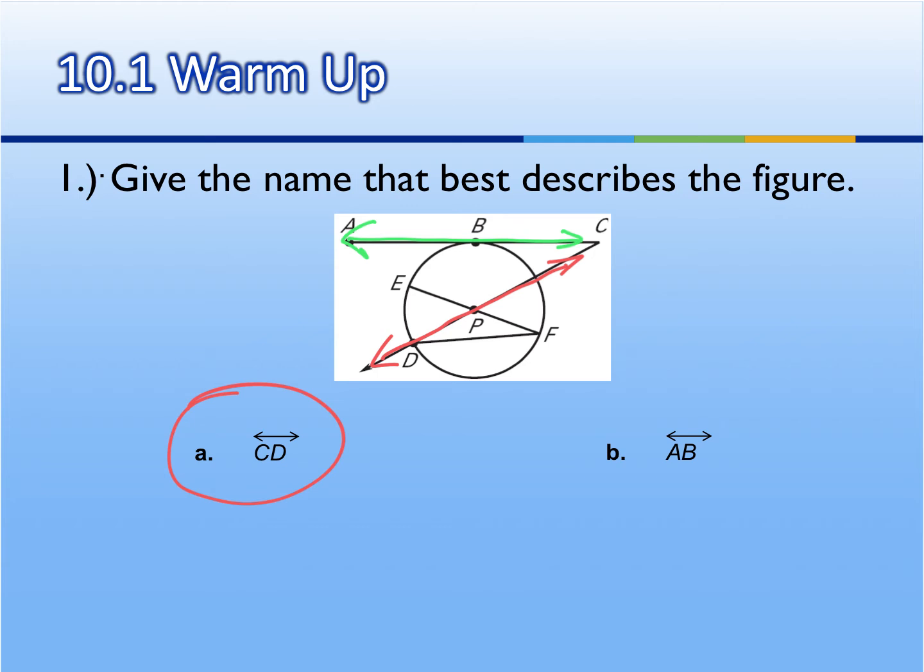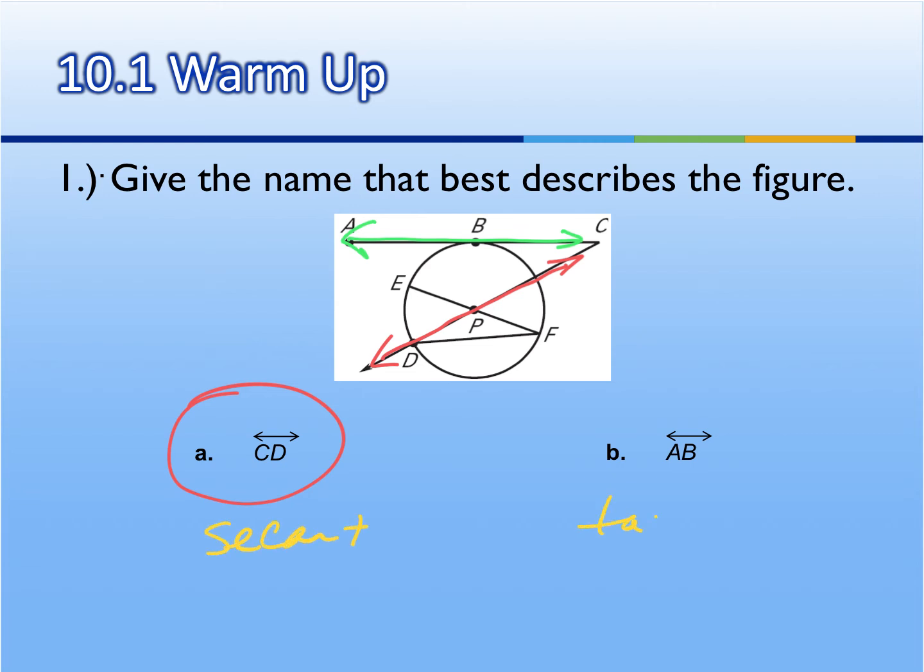So again, be able to give the name, and again, it'll be multiple choice. So you don't have to reach back and memorize tangent, secant, chord, diameter, radius. They're all going to be listed there. You just pick the multiple choice answer. So for anybody who missed class on Friday, CD in this picture is a secant.